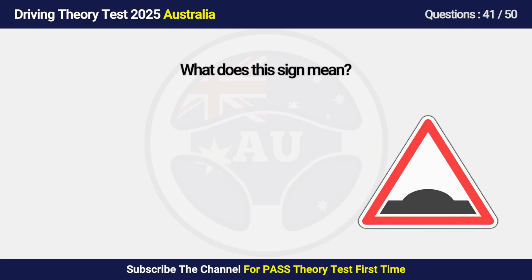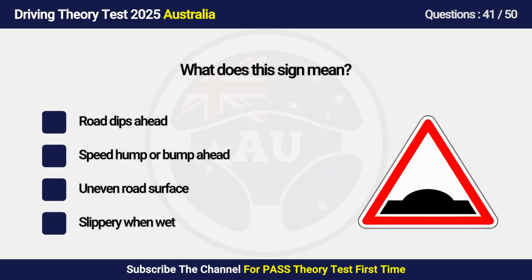Question 41. What does this sign mean? A. Road dips ahead. B. Speed hump or bump ahead. C. Uneven road surface. D. Slippery when wet.